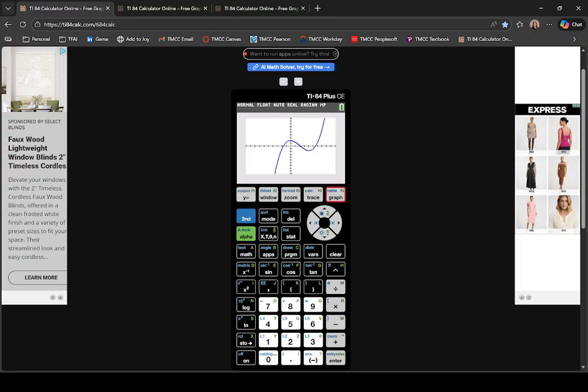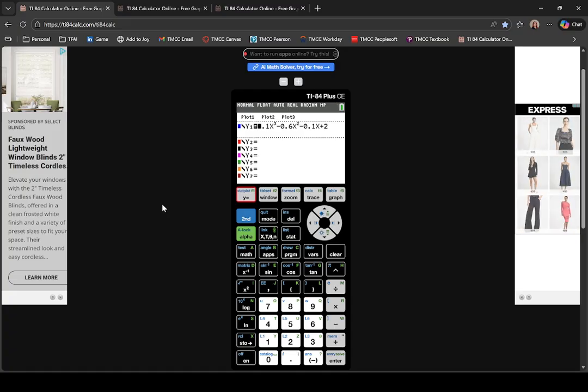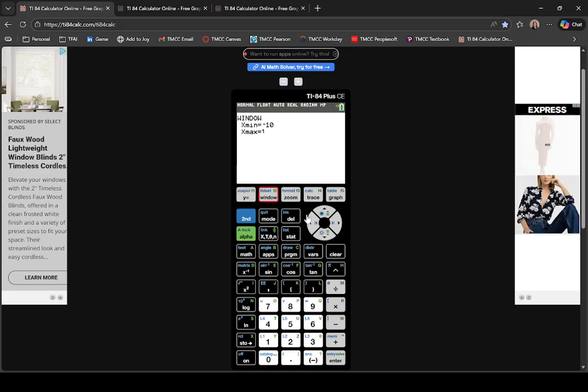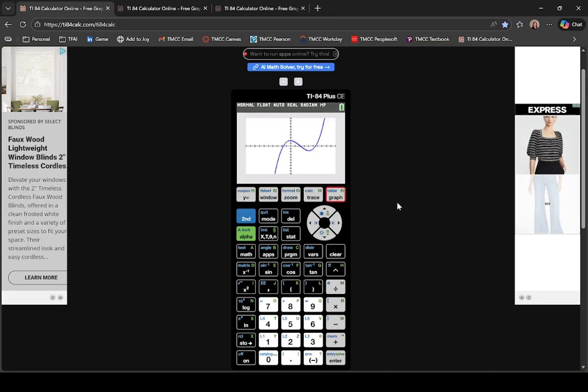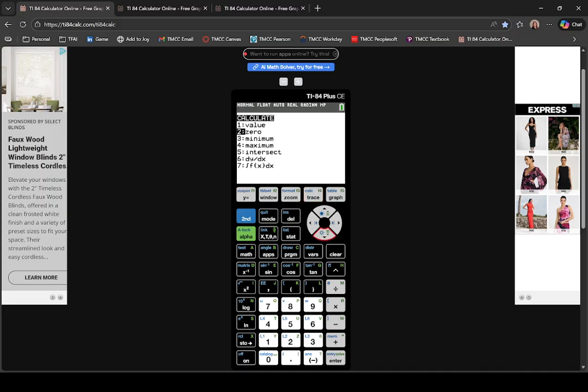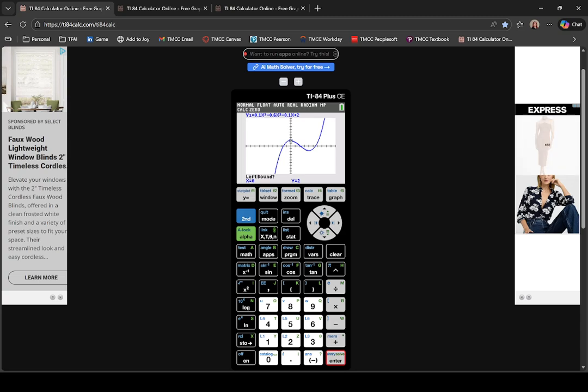There we go. And you can see I've plugged in that function for my y equals. If you want to follow along with your calculator, this is what I set the window to. And then we look at the graph, and it's looking pretty good. We want to figure out where our zeros are. So what we're going to do is second calculate. We're going to go down to 0, and I hit enter. Now you see where I'm sitting on the graph.